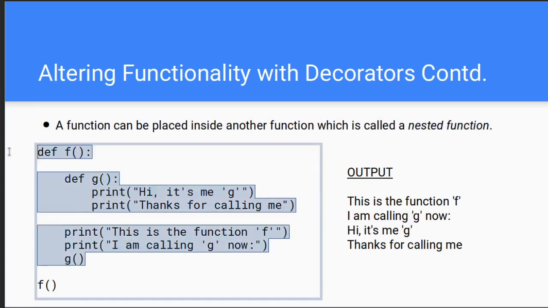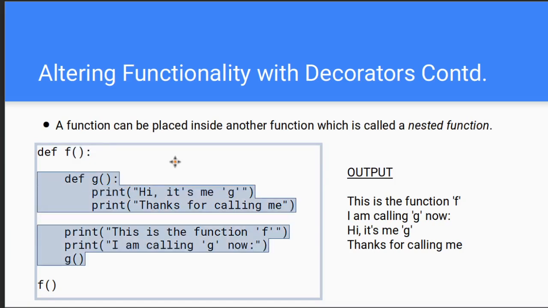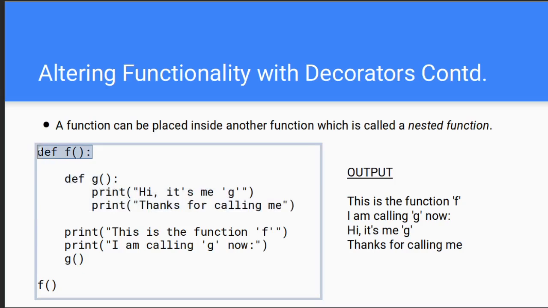Here is our f function. We have a function called f, so we use def. There are no parameters inside the parentheses. After the colon, we begin the body of the function. First thing it does, it defines another function inside of itself. That's g. At the end of the function f, we are printing and calling g at the very end.